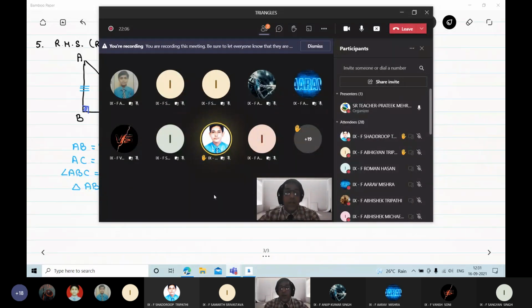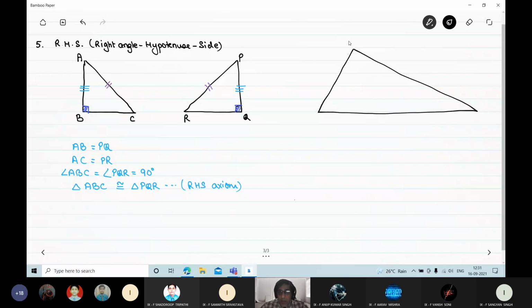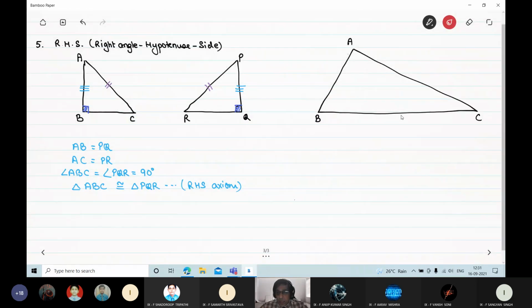Centroid is the point of intersection of the medians. Median is not the altitude, no. If you draw a scalene triangle, let's say this is ABC, a triangle, then the midpoint of BC is somewhere here, let's say this is D, so AD is the median. Is this clear, Shadrup?